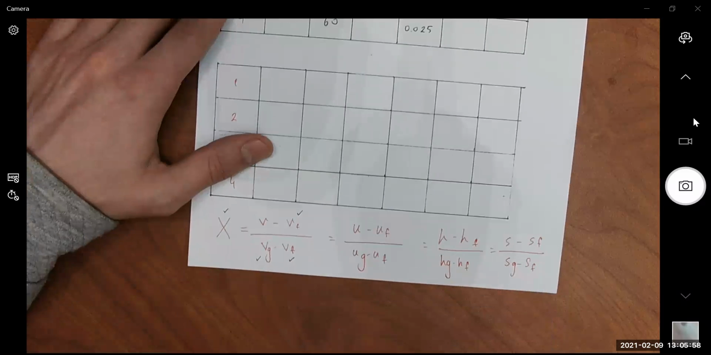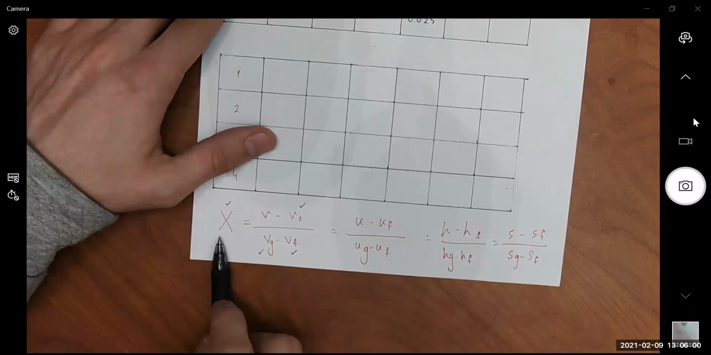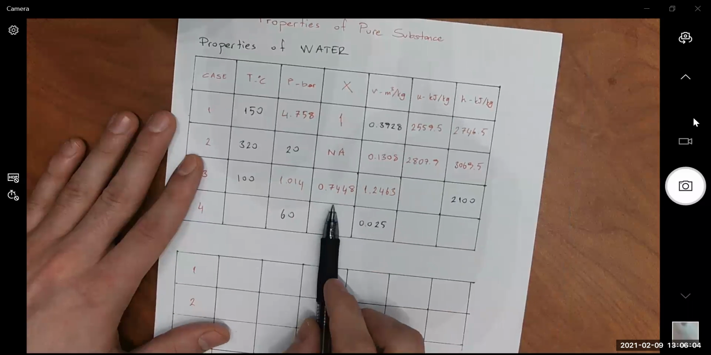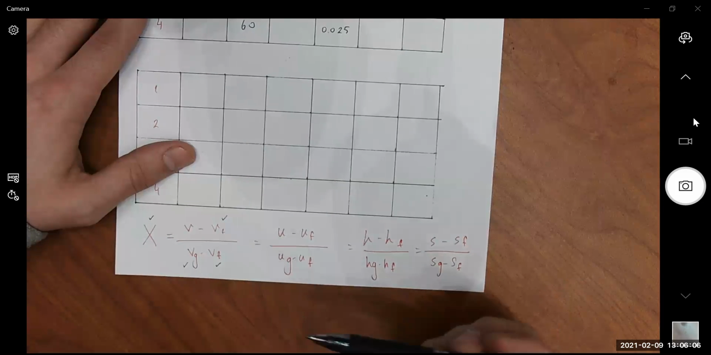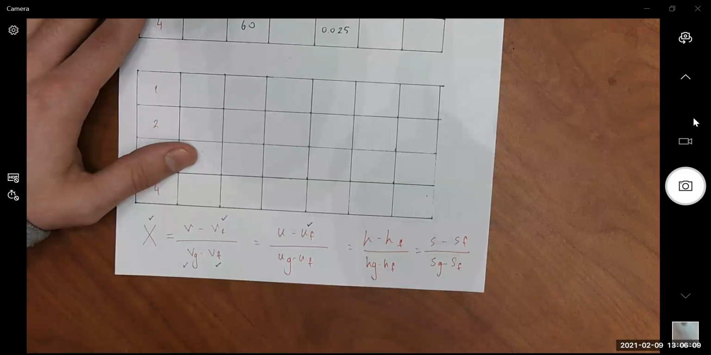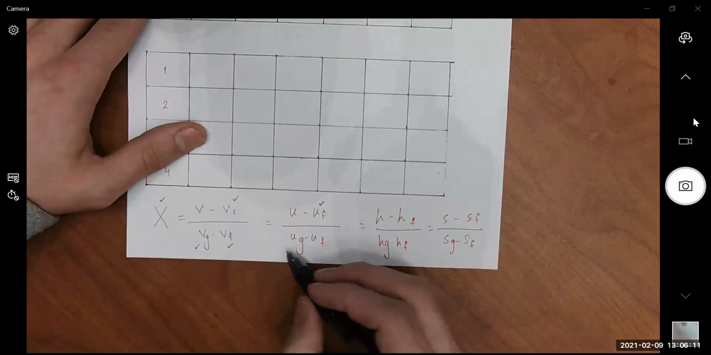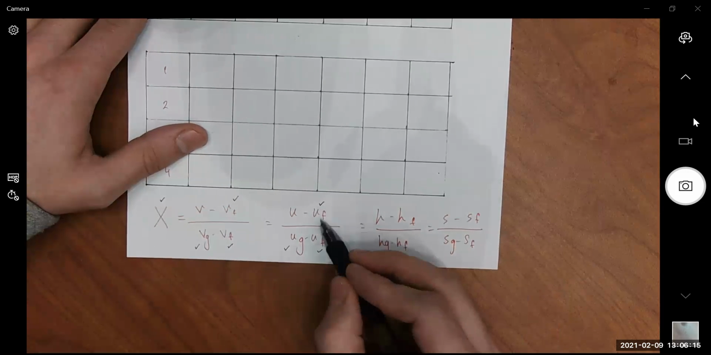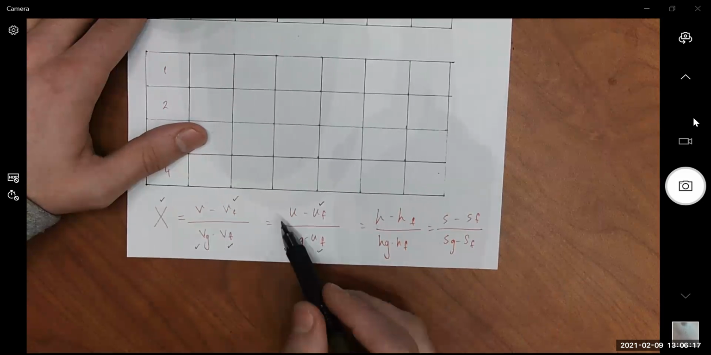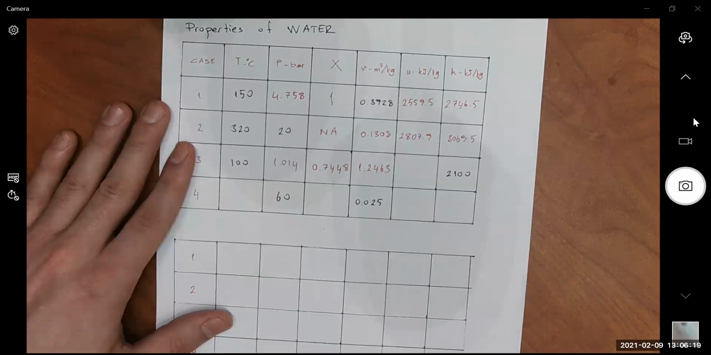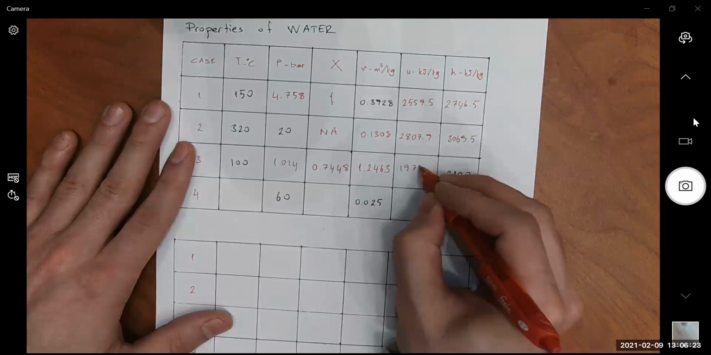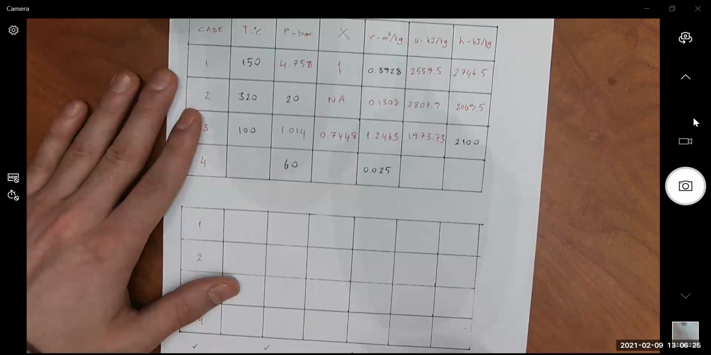And same thing for internal energy. You know your quality factor is the same, 0.7448. You know your internal energy as saturated liquid, and as saturated vapor. You can find your U, internal energy, which is 1,973.73 kilojoules per kilogram.